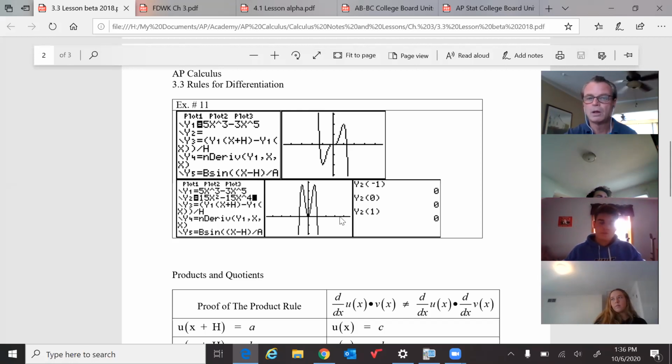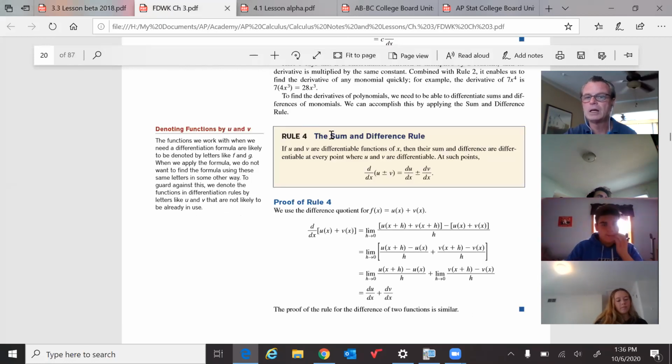All right. Now we're going to go to the product rule. Now if I go back to the book, ready? On page 117, the sum and difference rules. What does it say? The derivative of a sum equals the sum of the derivatives.